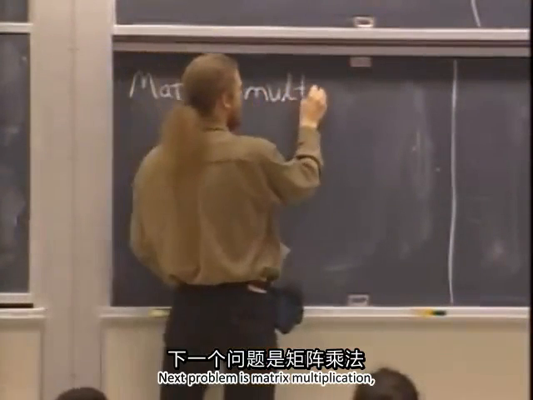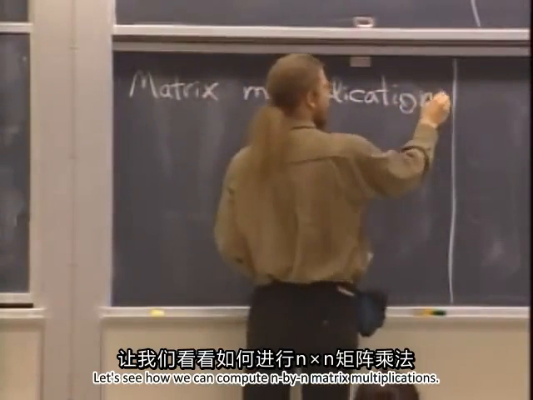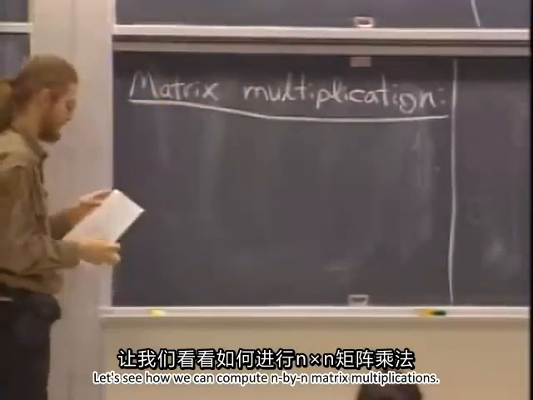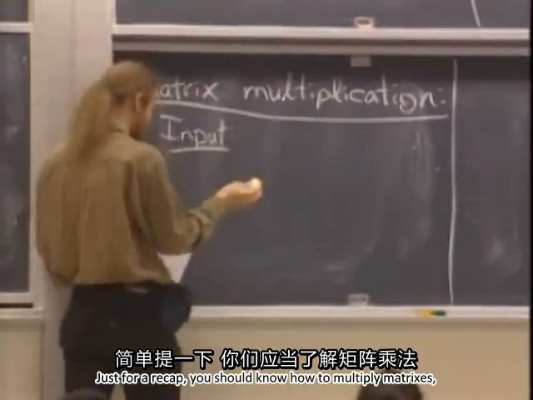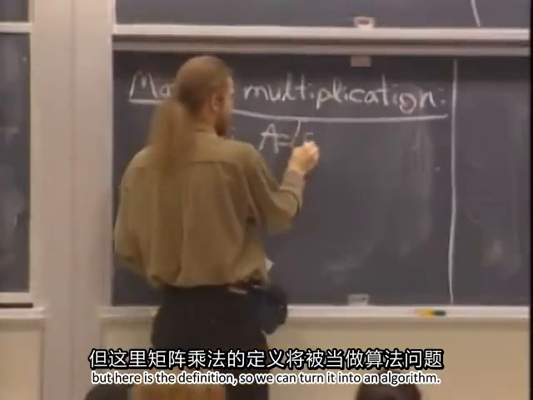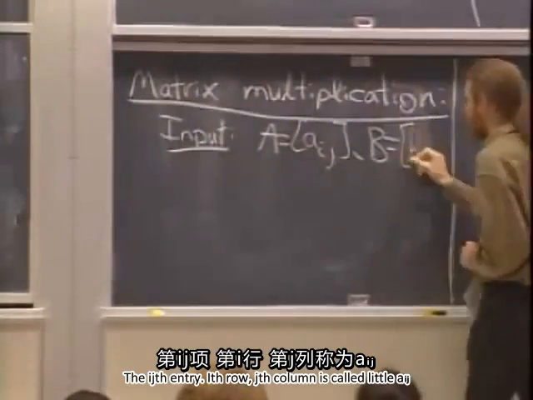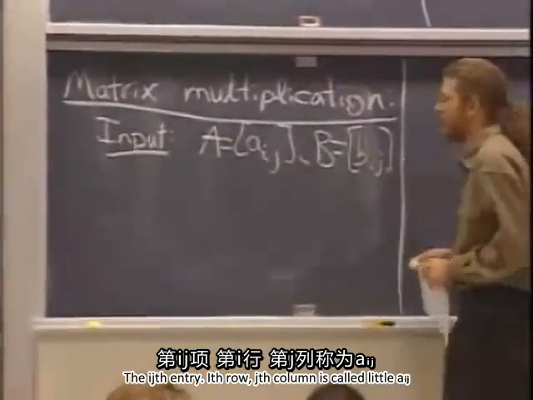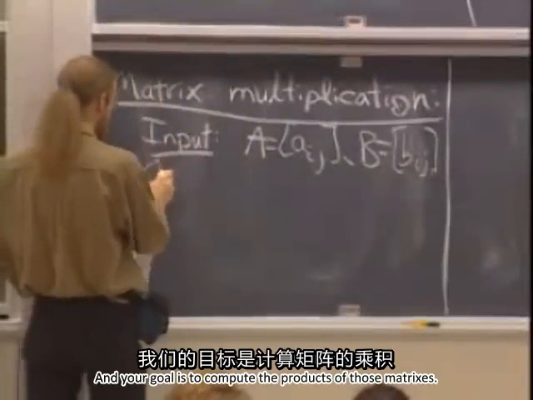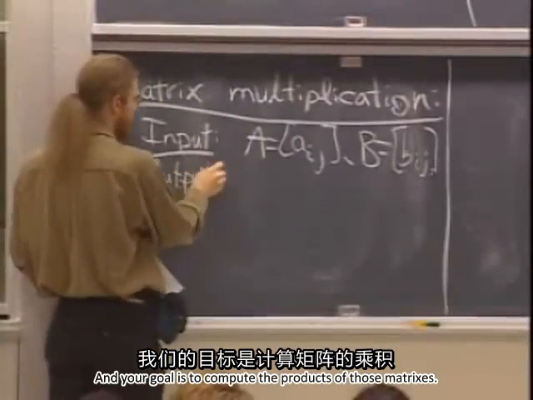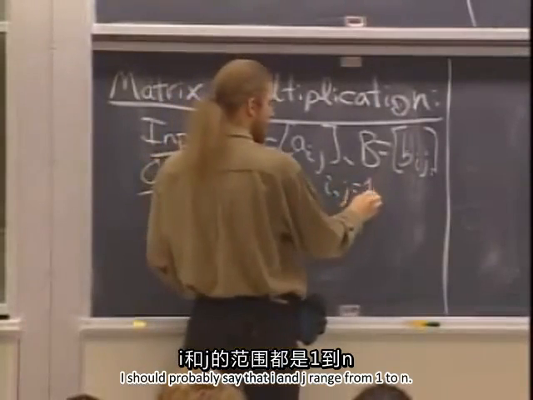Next problem is matrix multiplication. Following right up on this 2 by 2 matrix multiplication, let's see how we can compute n by n matrix multiplications. Just for a recap, you should know how to multiply matrices, but here's the definition so we can turn it into an algorithm. You have two matrices A and B, which are capital letters. The ijth entry, ith row, jth column, is called little a_ij or little b_ij. And your goal is to compute the product of those matrices. I should probably say that i and j range from 1 to n.